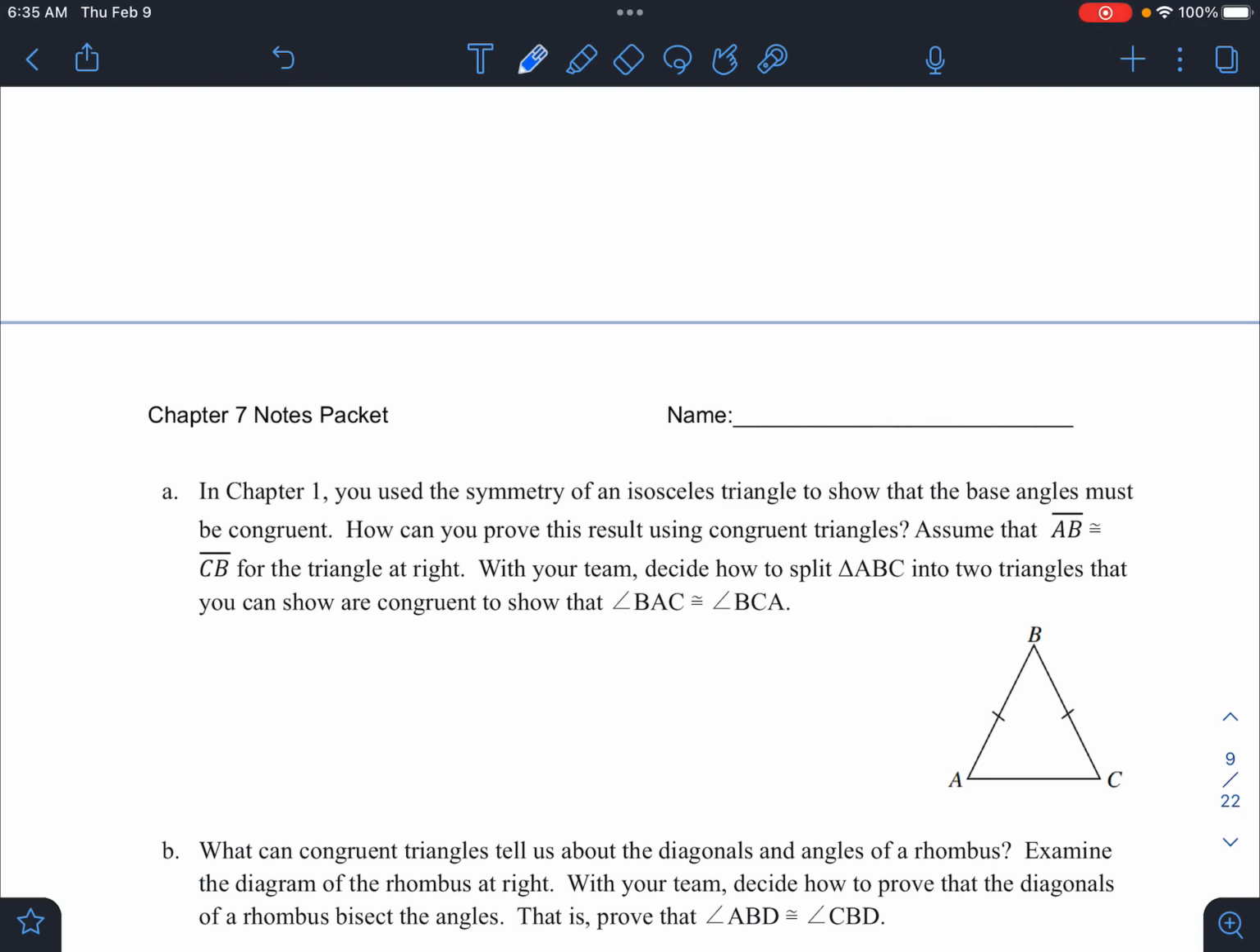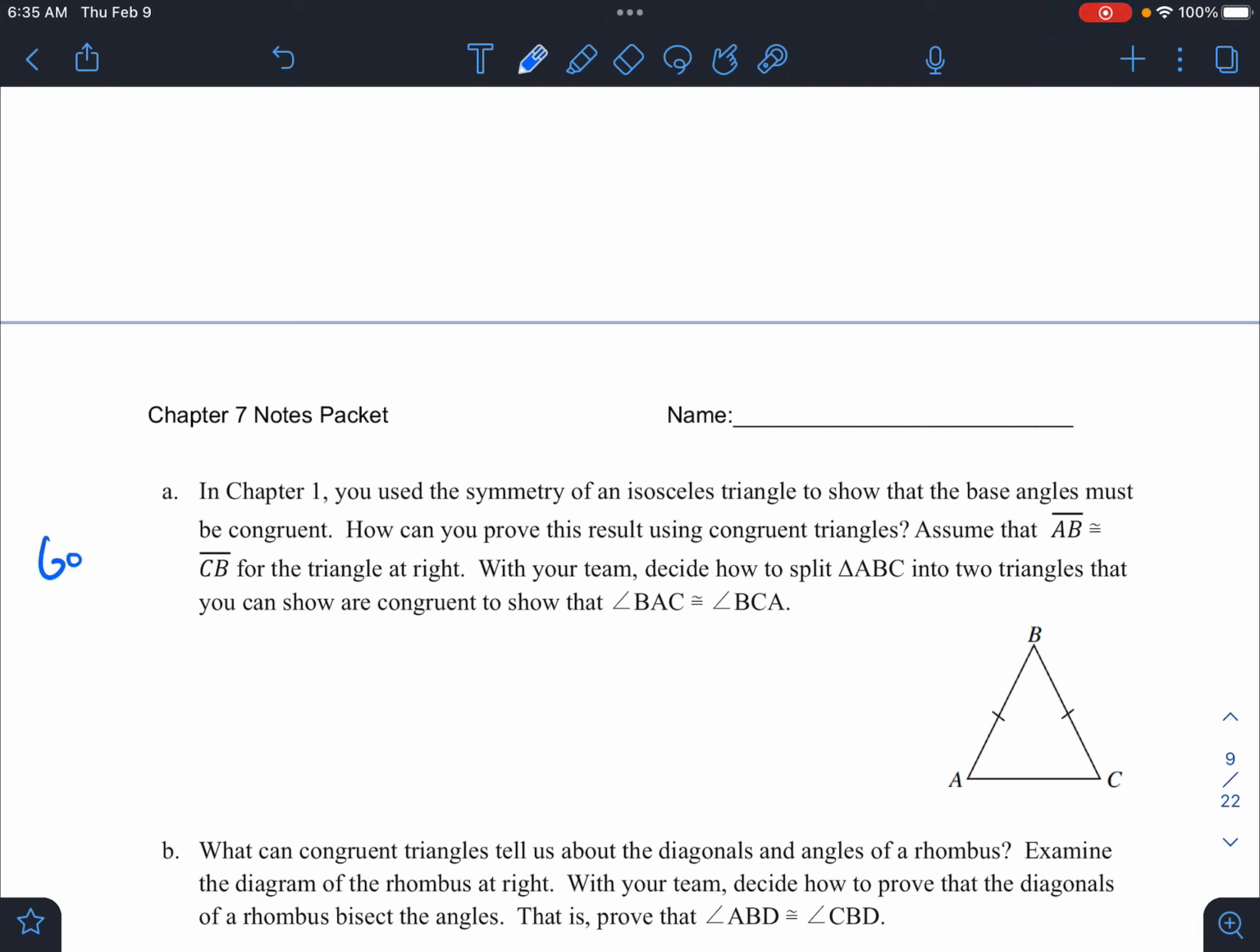I'll read this first one and then again pause probably 5 to 10 minutes to be able to create this flowchart. So it says in chapter 1, you use the symmetry of an isosceles triangle to show that the base angles must be congruent. How can you prove this result using congruent triangles? Okay, so assume that measure AB is equal to CB. With your team or on your own, decide how to split ABC into 2 triangles that can show the congruence of angle BAC to BCA. So pause here, and we'll give you a few minutes here to do so.